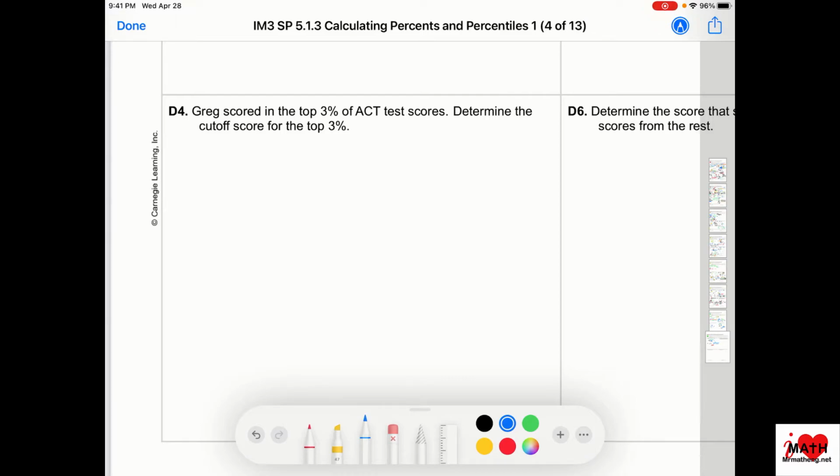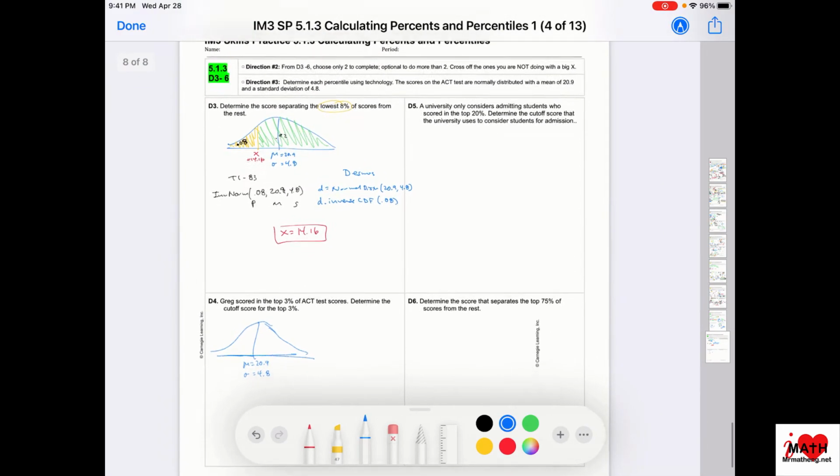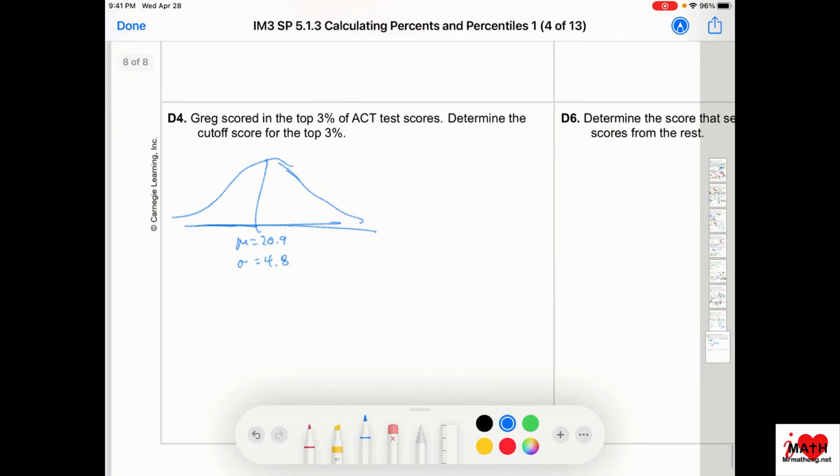Greg scored in the top 3% of ACT test scores. Okay, that means if he's really good, his score is close to 36. All right, determine the cutoff score. So again, the mean, everyone averages around 20.9. Standard deviation is 4.8. I'm getting that from direction number 3, which kind of gives you all these problems and gives you those default questions. And then 3% is here.